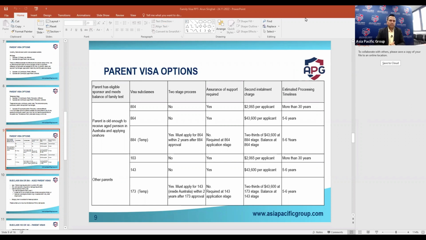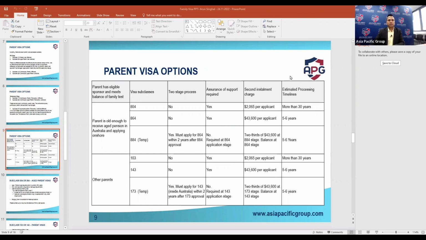And in the visitor visa, there are 6 different streams. So we must not apply under the family sponsor scheme, because if you apply under the family sponsor scheme, then the no further stay condition will be mandatorily attached to it. So it should be a general tourist stream that we must apply. And then once they are onshore, we can apply for their parent visa.